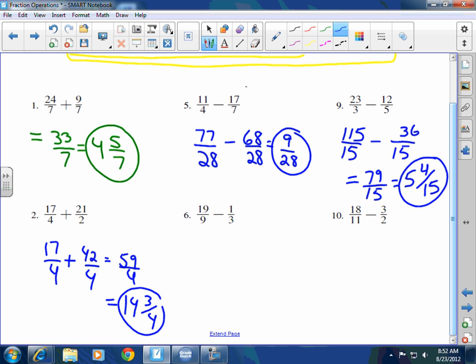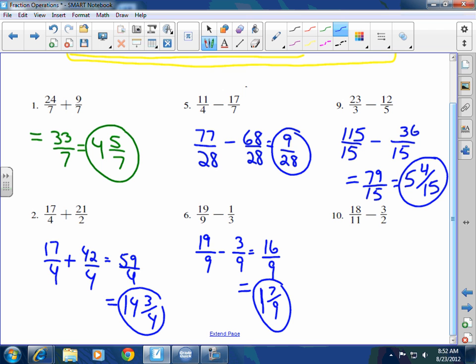Very nice. 19 ninths minus 1/3. What's the common denominator here? 9. So the 19 ninths stays the same. Minus, how did I get that 3 to become a 9? Multiply by 3. Whatever I do to the denominator, I do to the numerator. So it's going to be 3 ninths. 19 ninths minus 3 ninths. 16 ninths. What is that in a mixed number, please? 1 and 7 over 9. Very good. 1 and 7 ninths.